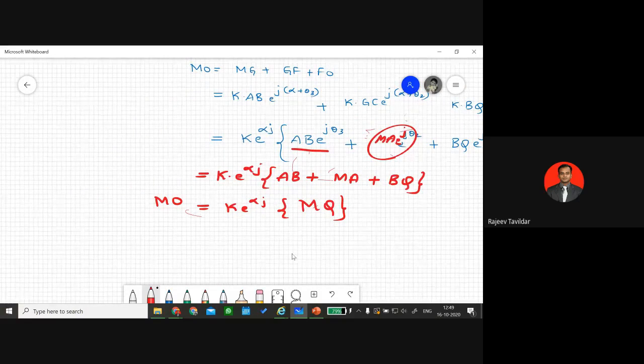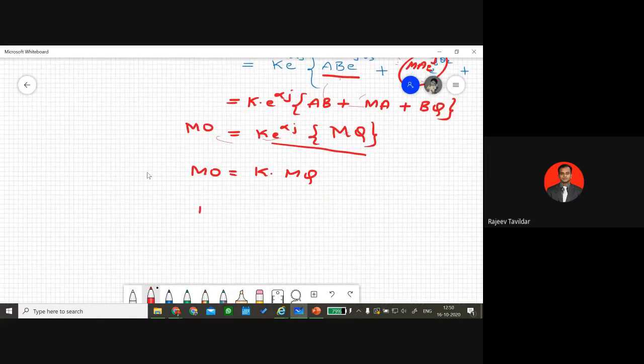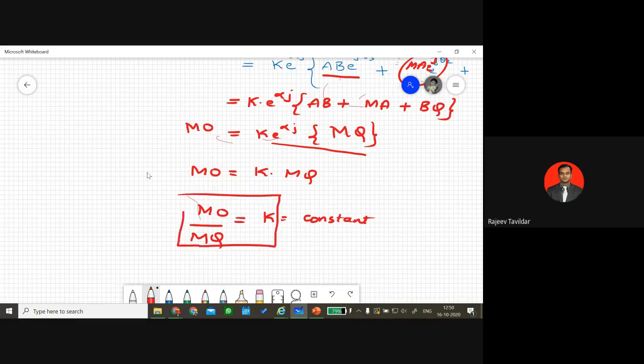Is it clear? So again, e raised to alpha j of MQ is still in polar notation. Let me convert that again into vector form. So it simply becomes the vector MQ or link length MQ. So I'm going to get MO upon MQ as K, or in other words, it is a constant. Okay. So this actually is a proof.